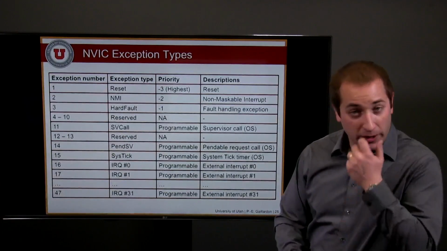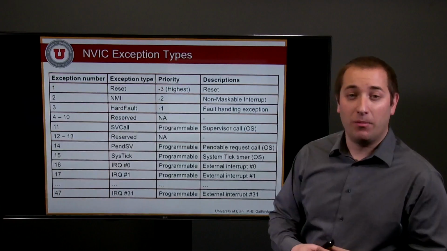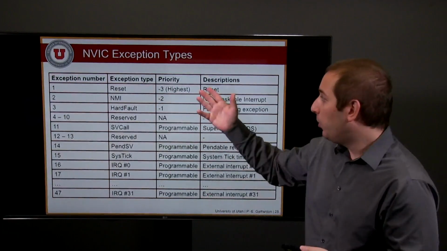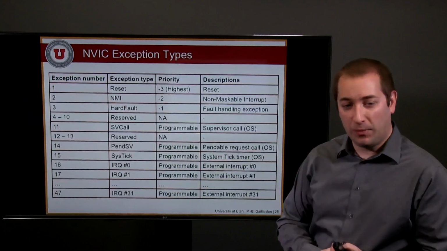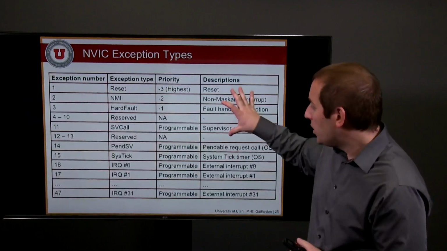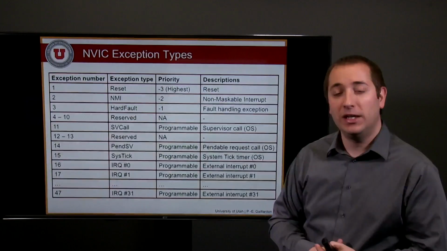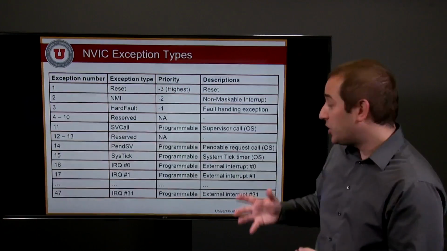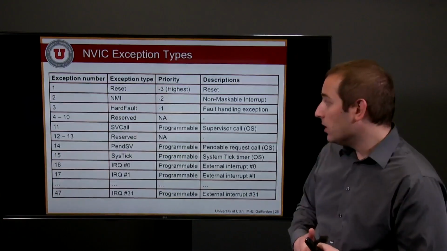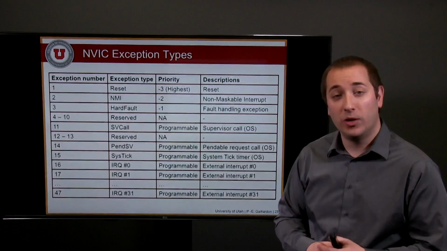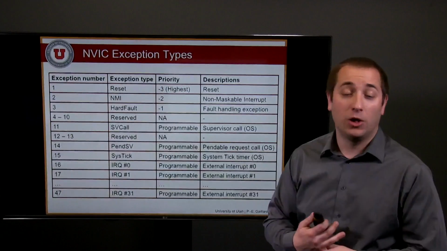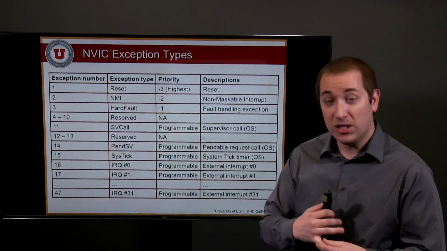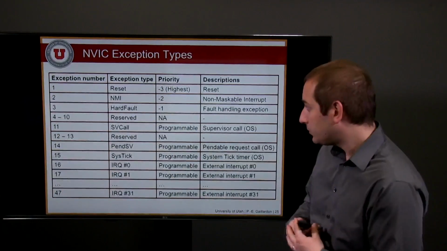Interrupts and exceptions are categorized by some exception numbers. As part of the ARM NVIC, we do have 47 different exception numbers. The exceptions coming from the processor core are here to deal with odd faults as well as some system level interrupts that are going to be useful, for instance, to implement an operating system.